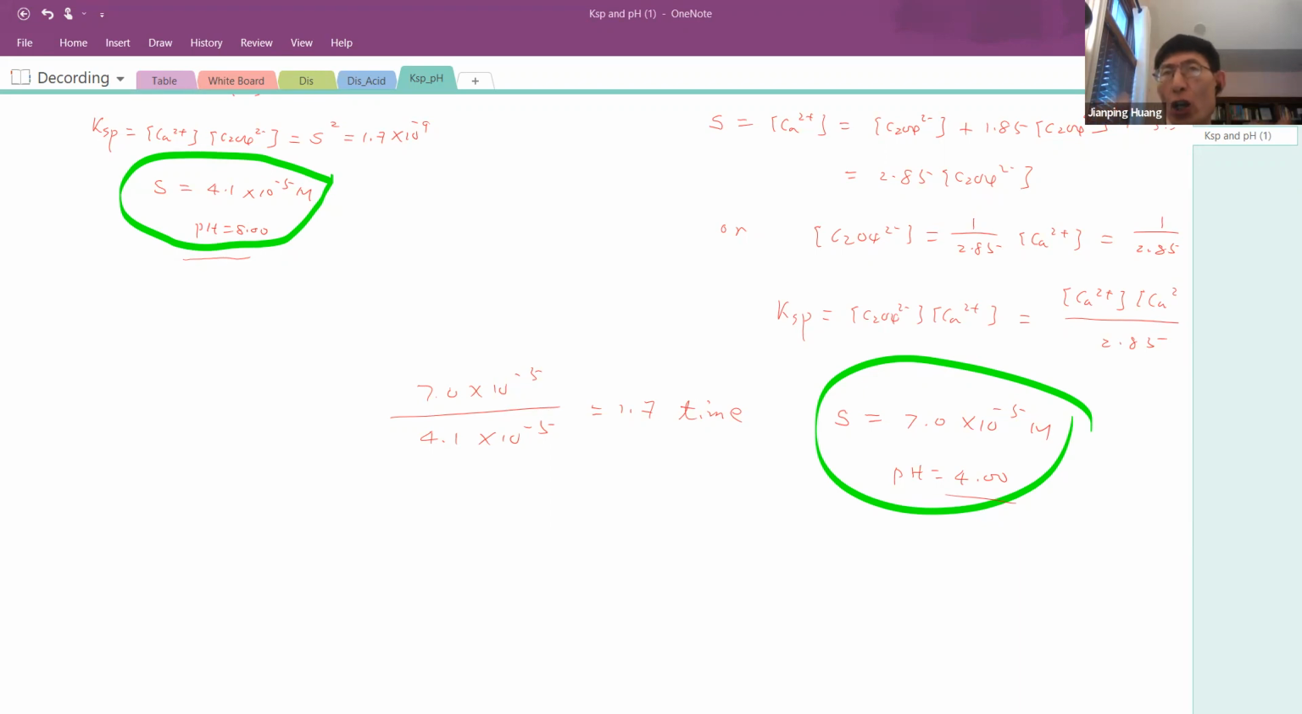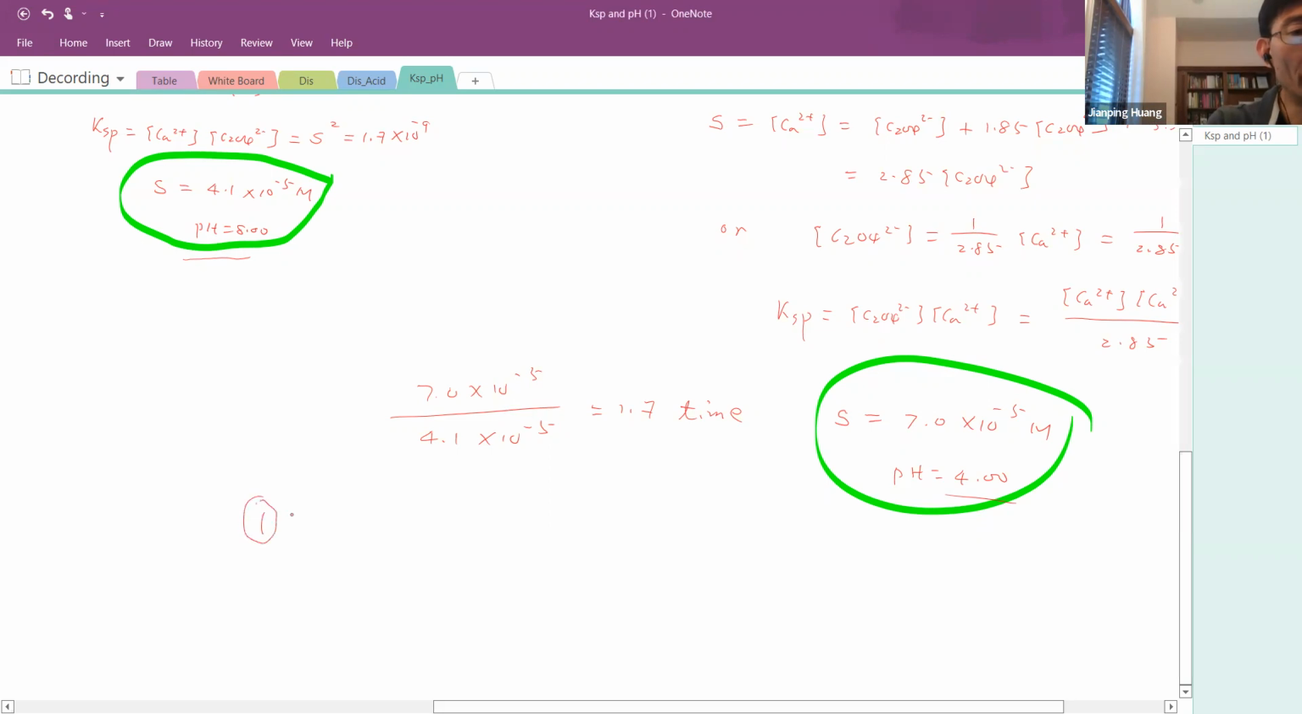Increase the acidity, lower the pH, the solubility increase. It's really cool, okay? Right? Now, let's do summary before we finish this part. We quantitatively and qualitatively discuss the pH influences the poorly soluble ionic salt. Indeed, again, calcium oxalate is 1.7 times more soluble at pH equal 4 than pH equal 8. That's the first part, right? You are going to make a note yourself.